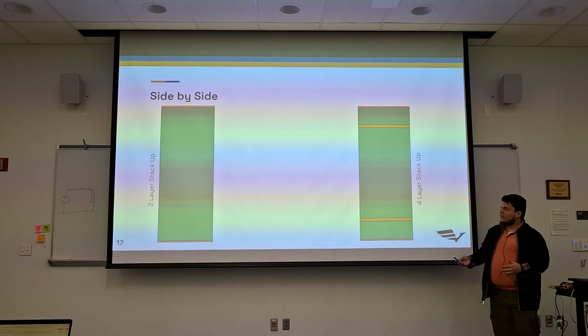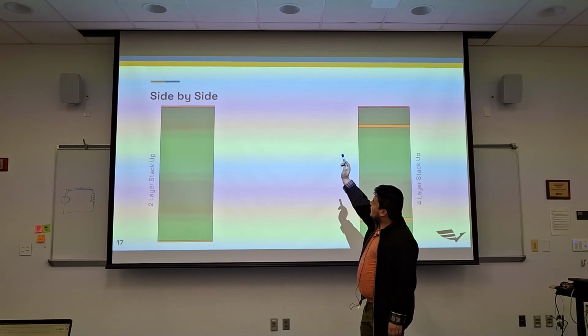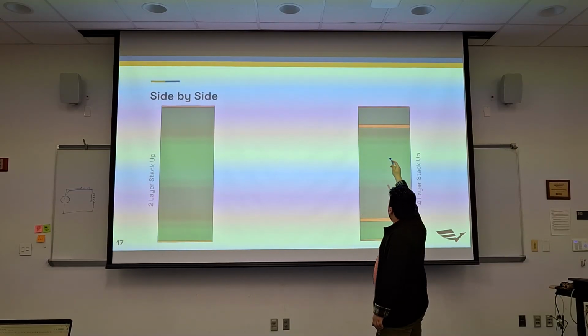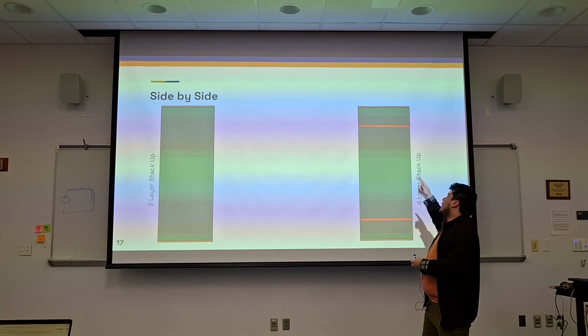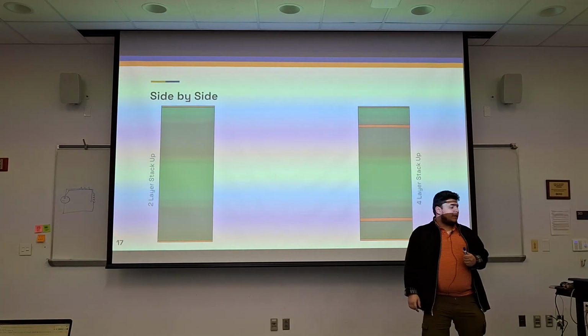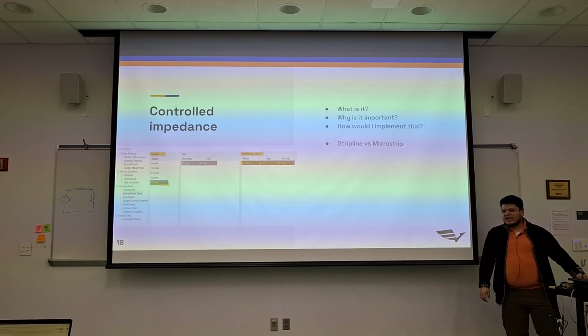So this is just a side-by-side, so we can look at the pretty big difference whenever we have to cross from top layer to bottom layer, or if we have a shorter loop, right? Any questions on the stack ups?